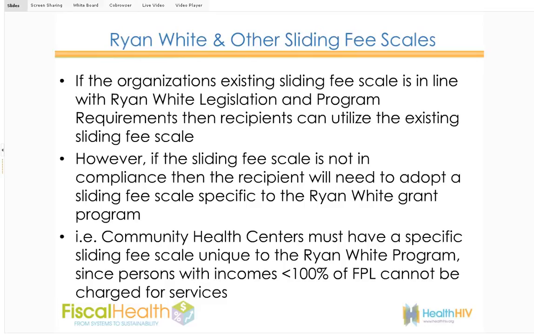Look at how it's set up in the billing system, because maybe you can be set up as a Ryan White program similarly to what the sliding fee scale in your system already looks like, but just maybe a little more restrictive, or have the modifications made that are specific to the Ryan White program.